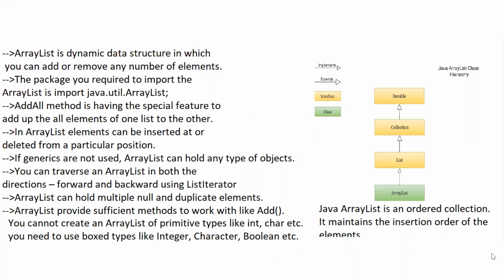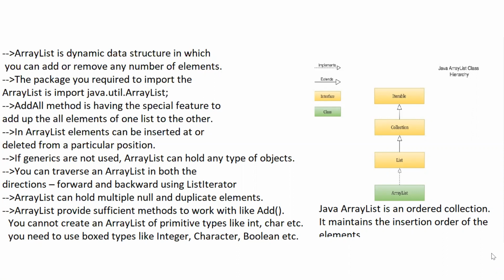of objects. You can traverse an ArrayList in both directions, forward and backward, by using ListIterator, hasNext and hasPrevious, all those things. And again, ArrayList can hold multiple null and duplicate values also. ArrayList provides some sufficient methods to work with, like add, addAll, and so on.